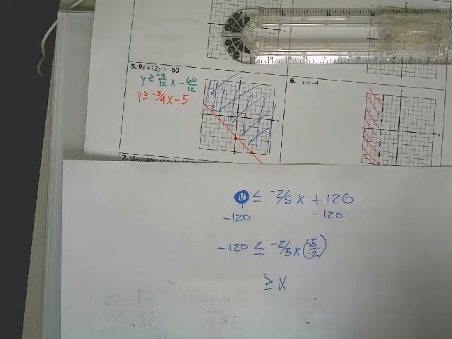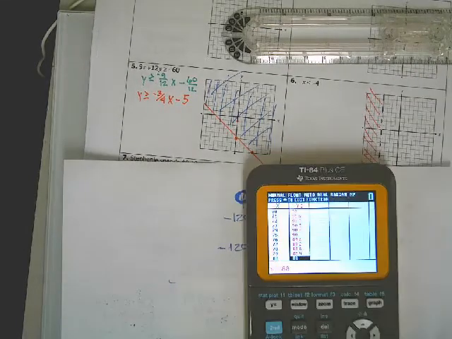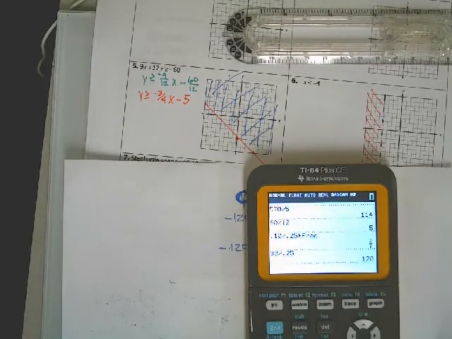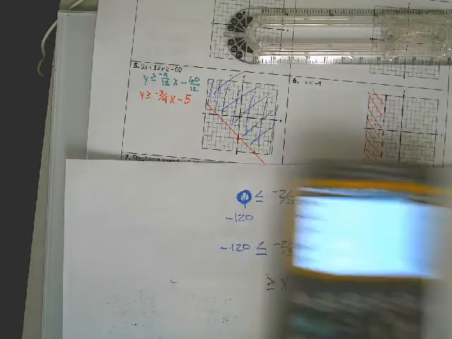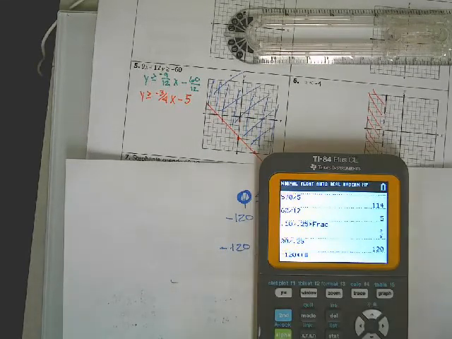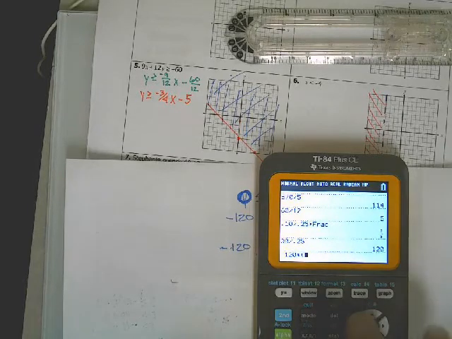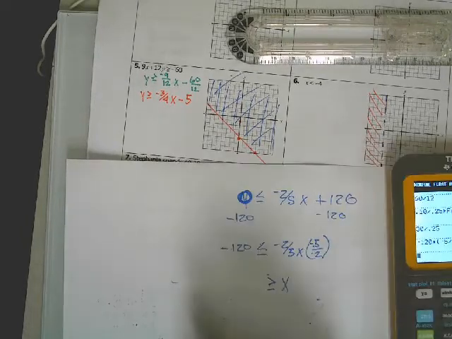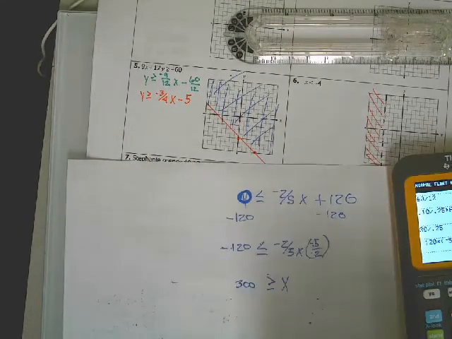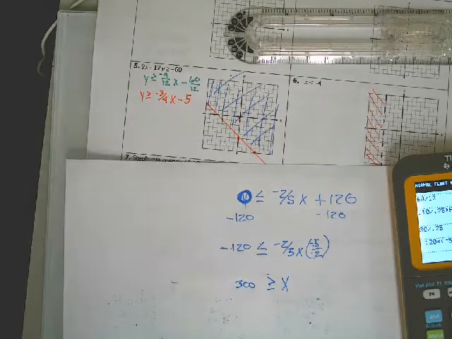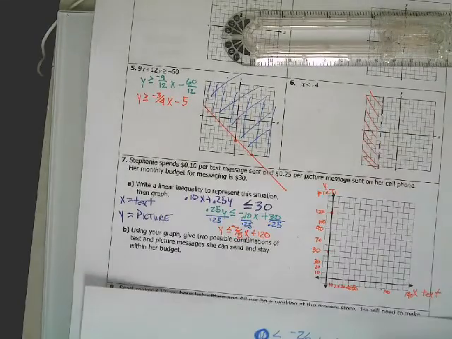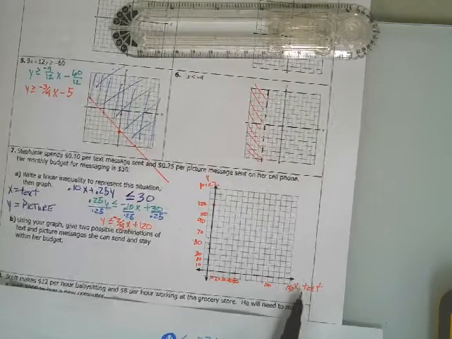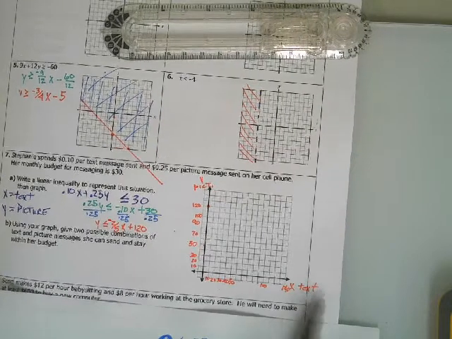If I multiply negative 120 by negative 5 over 2, I get 300. So x would be less than or equal to 300 when y is 0. So that's going to be off our chart here, even using this scale of 140.